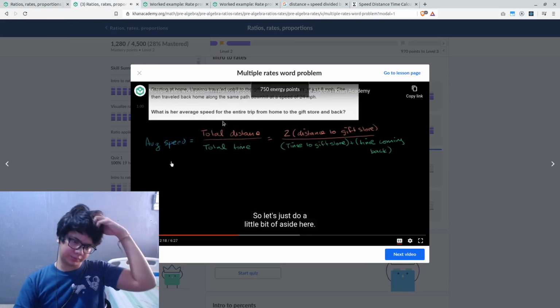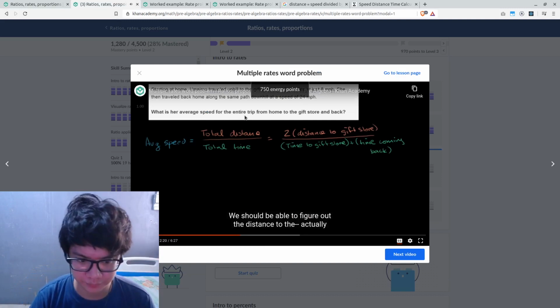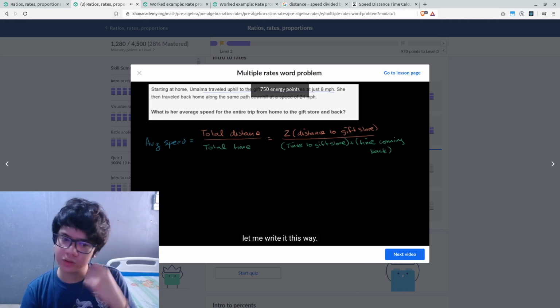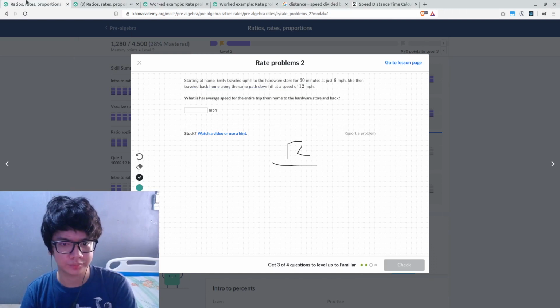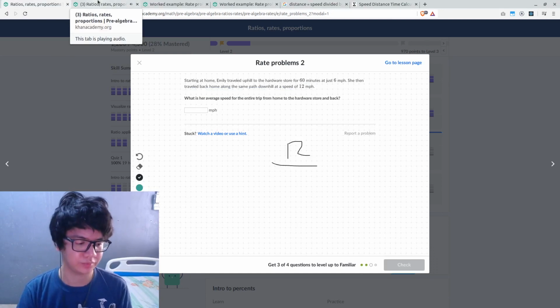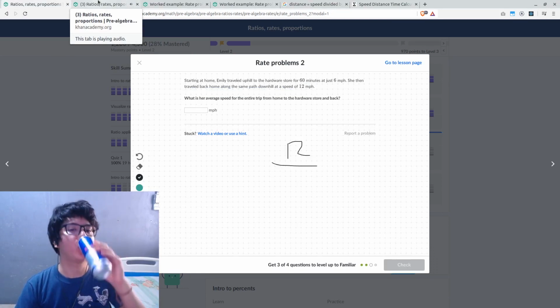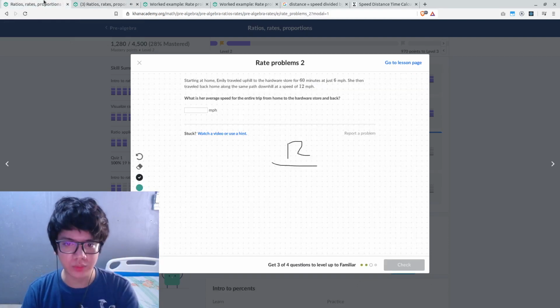So let's just do a little bit of a side here. We should be able to figure out the distance to the store. Actually, let me write it this way. Distance to the store.